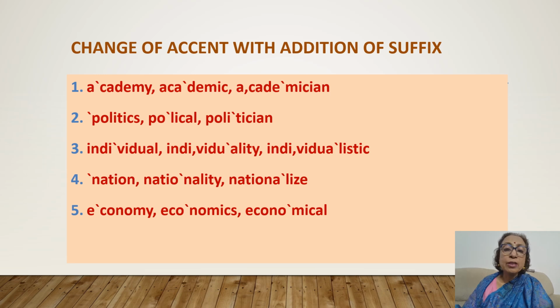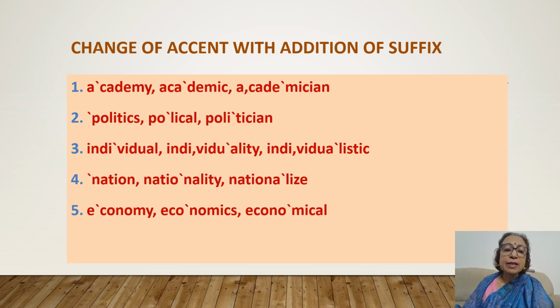Then we say politics. Po gets the stress. Then we say political. It doesn't remain paw, it becomes p. Political. Then politician. Stress shifts to politician. So you see how different the stress pattern is, although the word is derived from the same root.